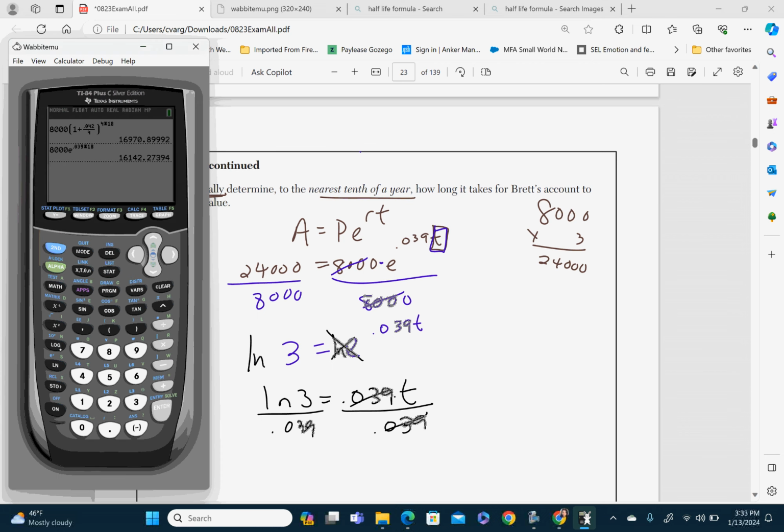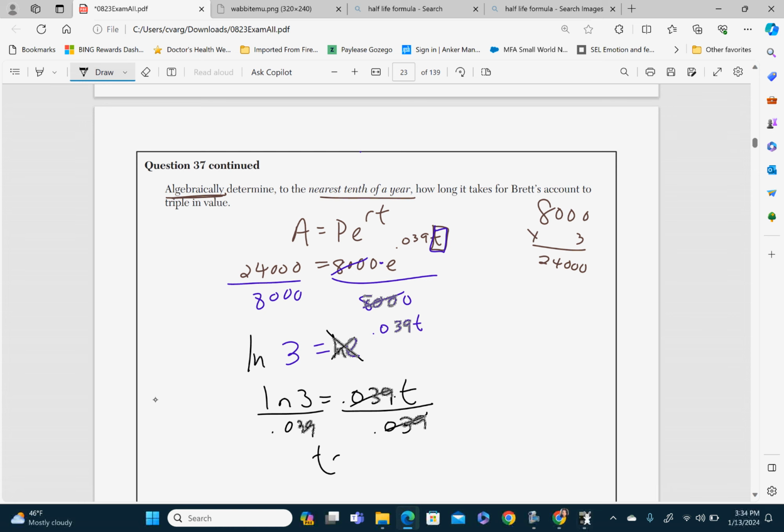So go to my calculator, alpha y equals option number 1. So I'm going to do ln, which is above the store, of 3. Let's close that baby. And then divided by 0.039, hit enter, and I get about 28, to the nearest tenth is 28.2. So t is about 28.2. And this is how long it takes, in years.